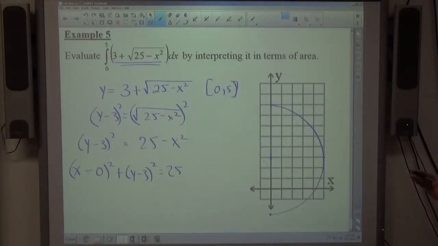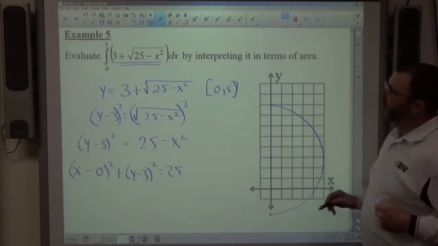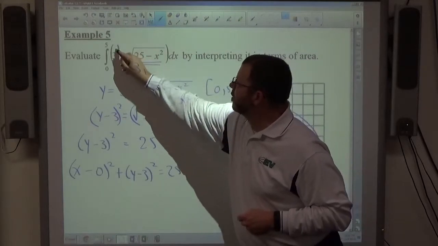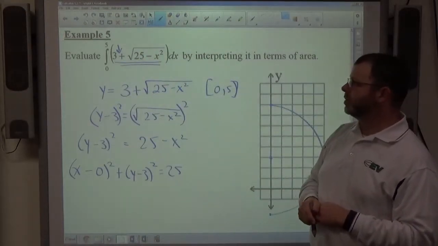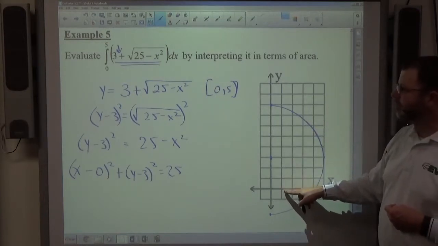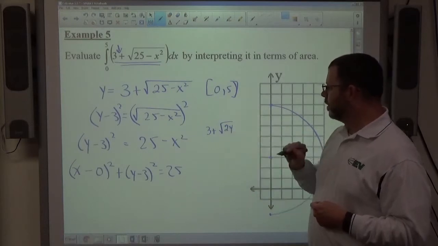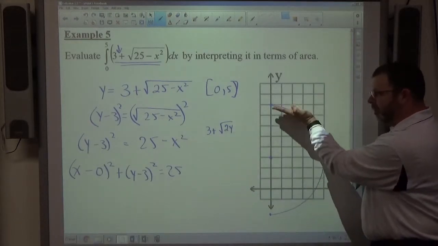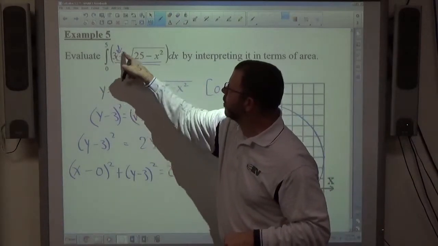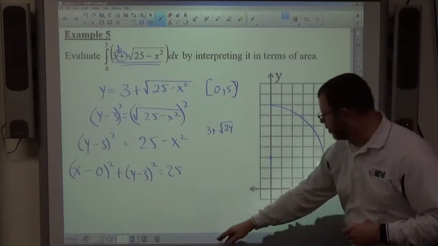The reason we don't get the whole circle, but instead we actually are going to stop right here, is because of how this is written. This says 3 plus the square root of 25 minus x squared. Let's just pick a number for x. Let's say I pick 1. It's going to be 3 plus the square root of 24. It's not 3 plus and 3 minus the square root of 24. We're only taking the positive square root here, not the positive and negative square root. The negative square root is what we get the bottom part of this circle.